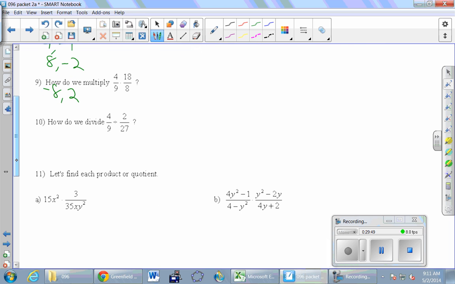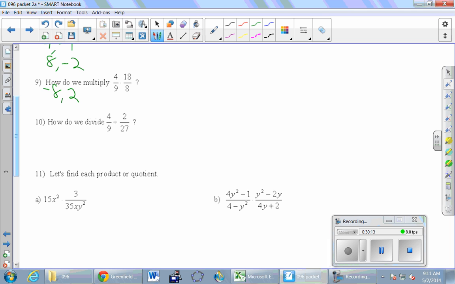So let's take a look at number 9. Going back to ordinary fractions, just numbers, no x's. 4/9 times 18/8. How do we multiply fractions? Straight across. Anybody know 4 times 18 off the top of your head? It is 72, but that's a little bit of work if you don't have a calculator. On the bottom also happens to be 72, and then you reduce.